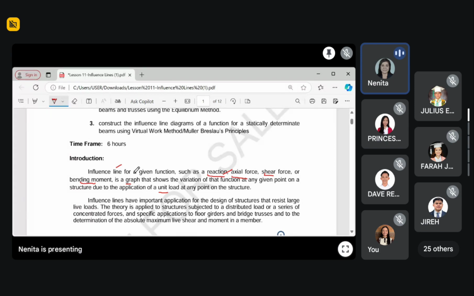In a shear diagram, our load has a specific location. Let's say a concentrated load; we know the position of that concentrated load. But in our influence line, our unit load can be placed at any point on the structure. So, we will have a variable x.